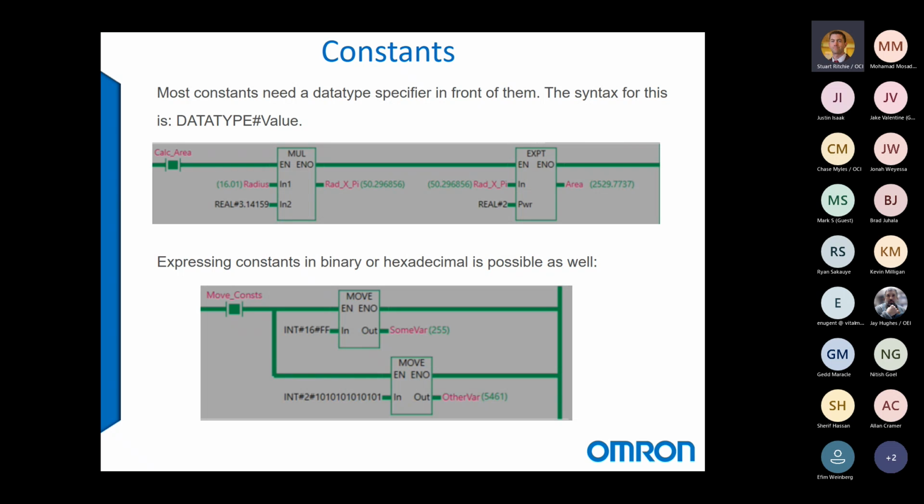Constants in Sysmac Studio. Most constants need a data type specifier in front of them. In my example here, I have real pound 3.14159. If I just typed 3.14159, I don't think it would like that very much. So it's good practice to type the data type in front of it, followed by the pound, and then the actual value. We can also express constants in binary or hexadecimal. To do that, we type the data type, then the number base. So 16 would be hexadecimal, 2 would be binary, and then we can specify that number in either binary or hex.